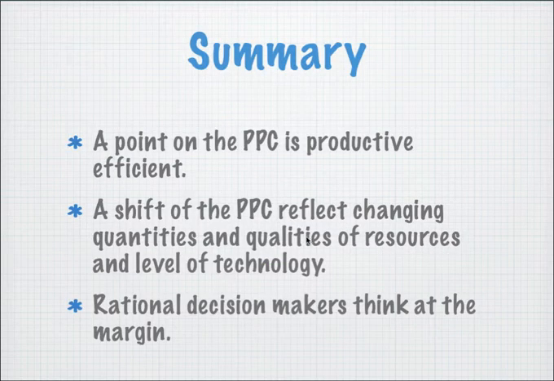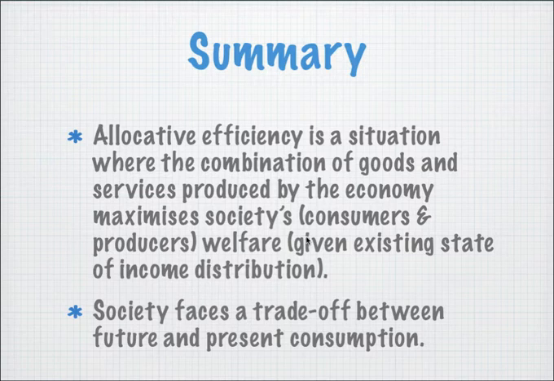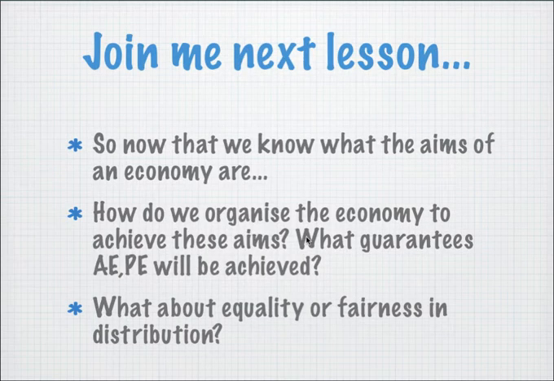And so right now I'm going to do a brief summary of what we have covered in this lesson. I hope you have enjoyed it so far. Firstly, a point on a PPC is always productively efficient. Secondly, the shift of a PPC reflects changing quantities and qualities of resources and the level of technology in the economy. Thirdly, rational decision makers think at the margin, and fourthly, allocative efficiency is a situation where the combination of goods and services produced by the economy maximizes society's welfare given the existing state of income distribution. And finally, society faces a trade-off between future and present consumption.